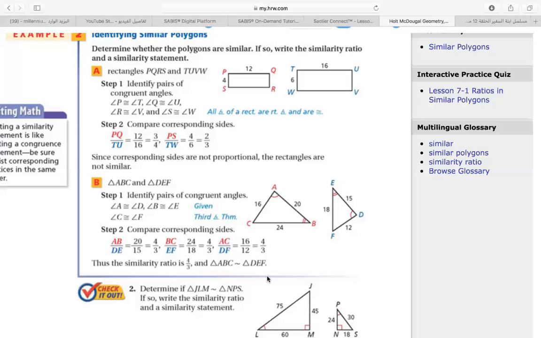So what is the corresponding side for angle L? It's P. What is the corresponding side? 45. And what is the corresponding side for angle T? 18. So 45 divided by 18. 45 and 18 are divisible by what? I can simplify to what?